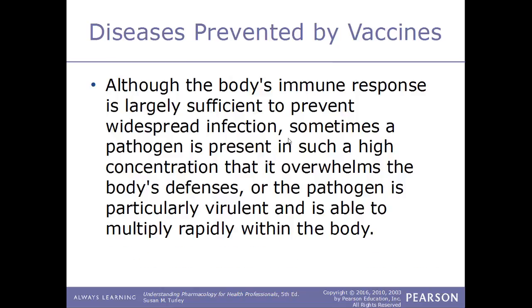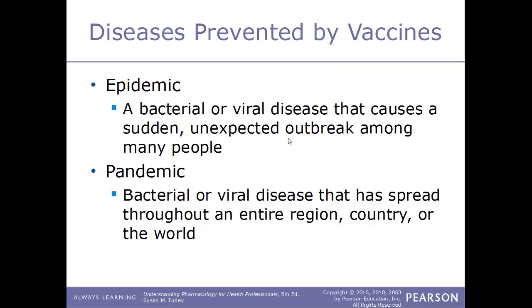I'll now talk about diseases that are prevented by vaccine. Although the body's immune response is largely sufficient to prevent a widespread infection, sometimes a pathogen is present in such a high concentration that it overwhelms the body's defenses, or the pathogen is so particularly virulent that it is able to multiply rapidly within the body. If that's the case, then you end up with certain conditions. One is an epidemic. This is a bacterial or viral disease that causes a sudden, unexpected outbreak among many people. And if that continues to get worse, then you have a pandemic, which is a bacterial or viral disease that has spread throughout an entire region, country, or the world.